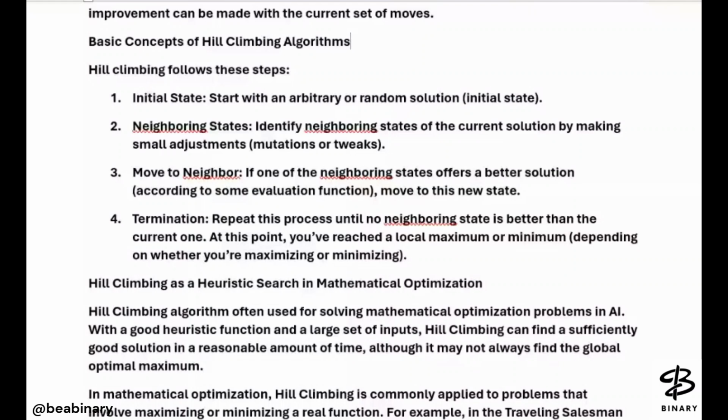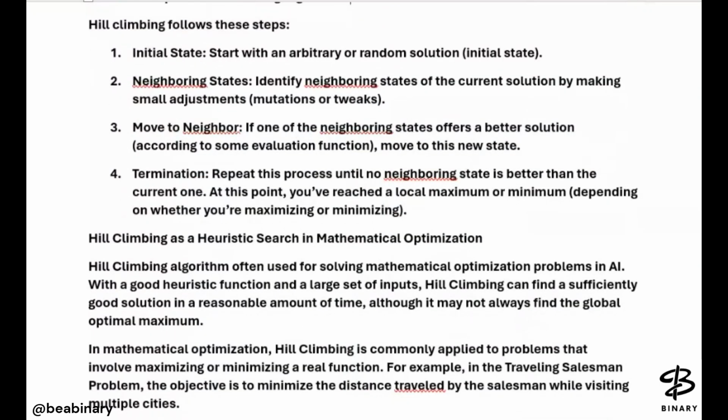Move to the neighbor. If one of the neighboring states offers a better solution, we will move to that neighbor according to some evaluation function and move to this new state, right? Termination: repeat this process until no neighboring state is better than the current state. At this point, you have reached a local maximum or minimum, depending on whether you are maximizing or minimizing.